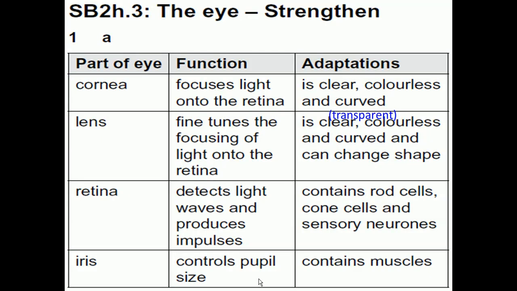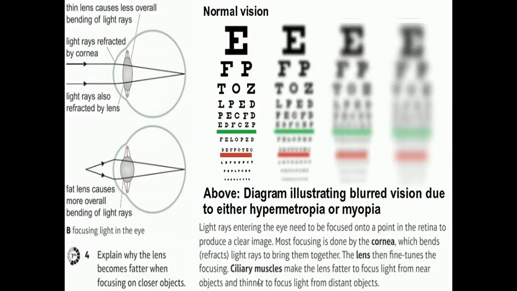So here's a summary of the function and adaptations of the different parts of the eye. You have to know how the adaptation links to the function of what those parts of the eyes do. So you said earlier, if you want to look at an object far away, you want a thinner lens, because then there is less refraction, so the light rays can focus on the retina. And to see something close up, you want a thicker lens, so the light rays could be refracted more, so it could focus on the retina.